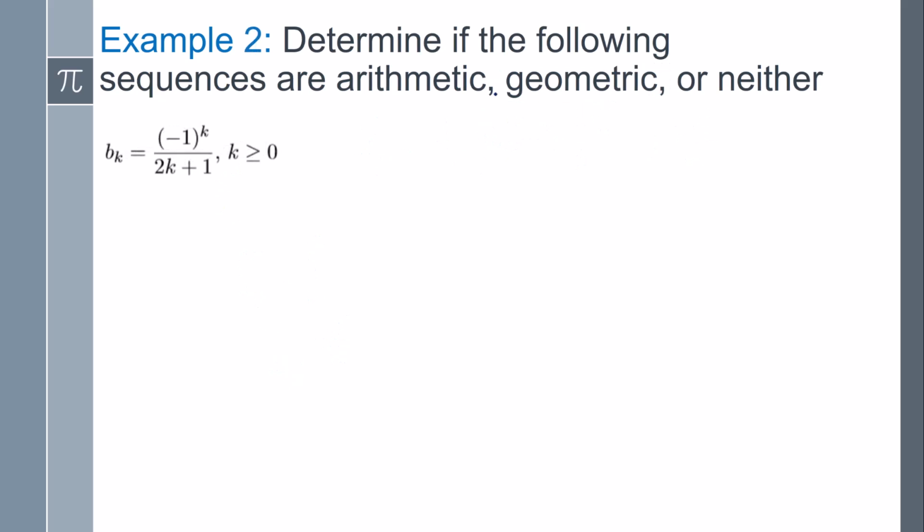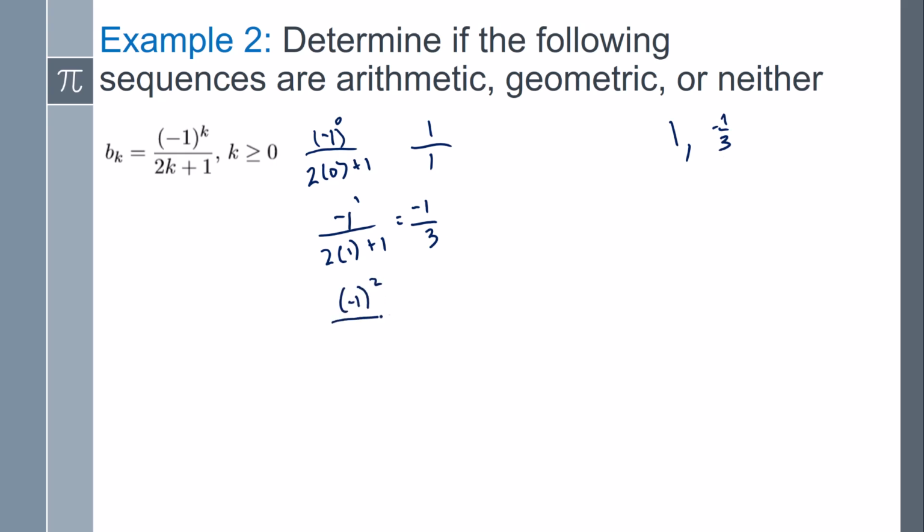Let's look at this next one. Let's plug in some values. If I plug in 0, negative 1 to the 0 power over 2 times 0 plus 1, that's going to give me 1 over 1, so that's 1. If I plug in 1, negative 1 to the first power over 2 times 1 plus 1, that's going to give me negative 1 over 3. If I plug in 2, negative 1 squared over 2 times 2 plus 1, that's going to give me 1 over 5.